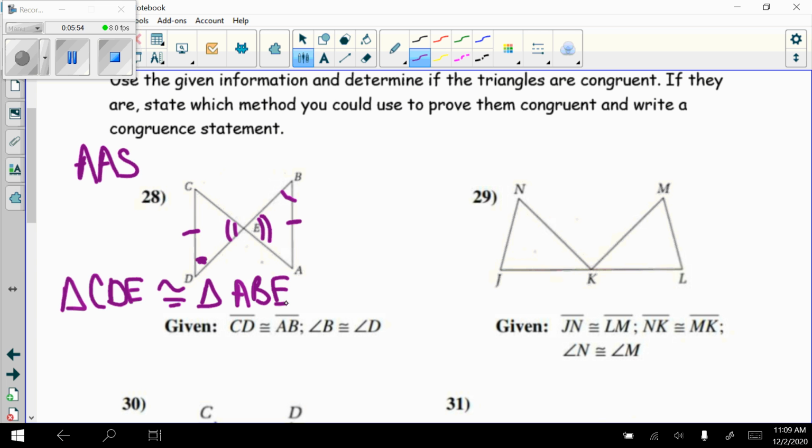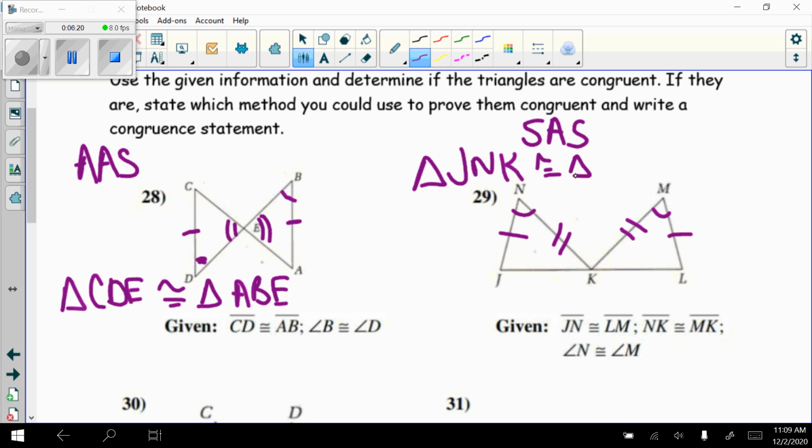Number 29. Given side JN is congruent to side LM, so JN and LM both get one tick mark. NK congruent to MK, those two get two tick marks. Angle N congruent to angle M. So what do I have? A side, an angle, a side, in both triangles. So that's an SAS, that works. So then I could say triangle JNK is congruent to triangle LMK.